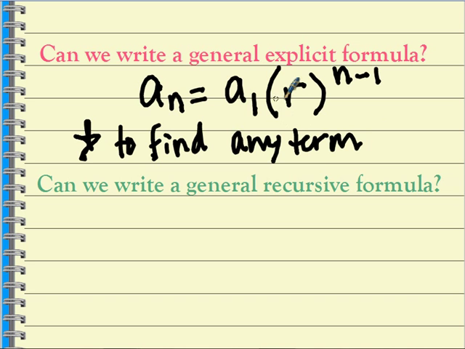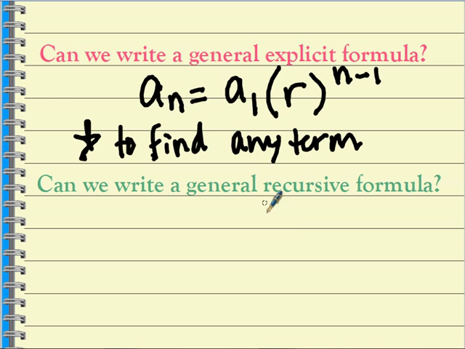The explicit formula is best when you have to find a term that's far off. Like if I wanted to find the 200th term, I wouldn't want to sit down and write out the first 200 terms of my sequence. I would want to just use the explicit formula and it would take me right to the 200th term. We'll practice this in just a second.